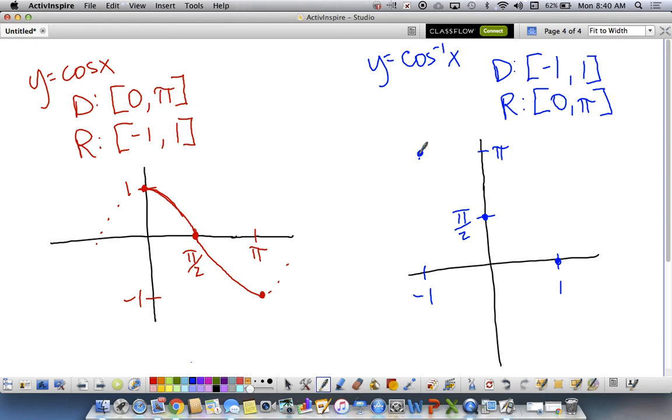Where does this graph go? It's curving around the y-axis. Okay?